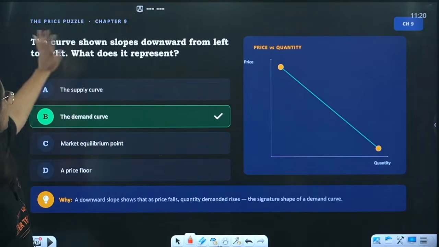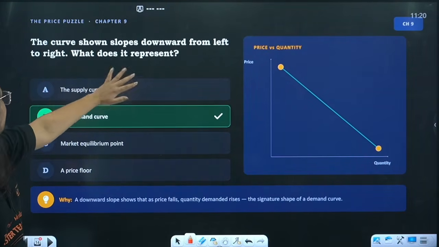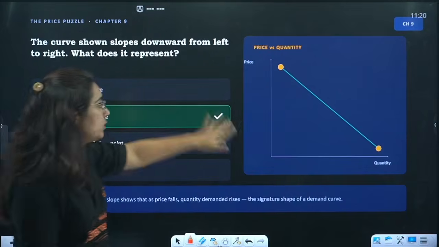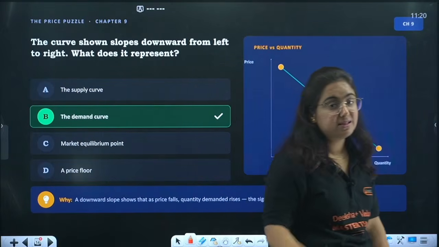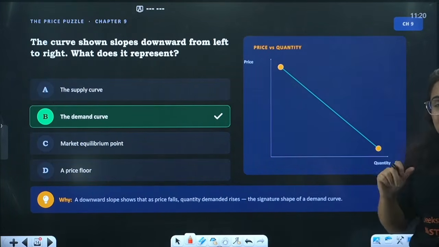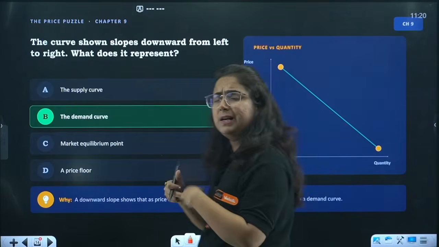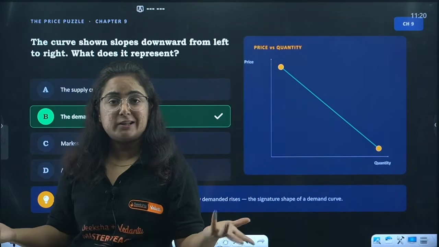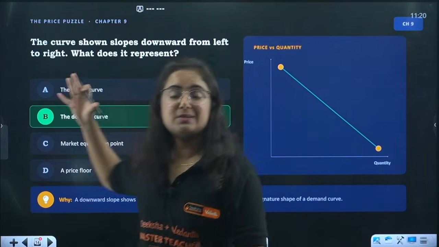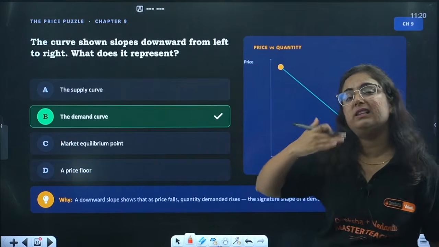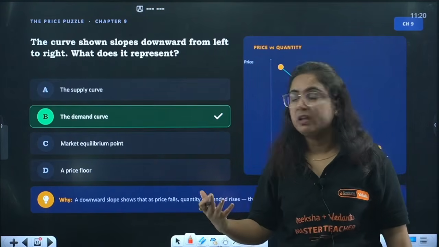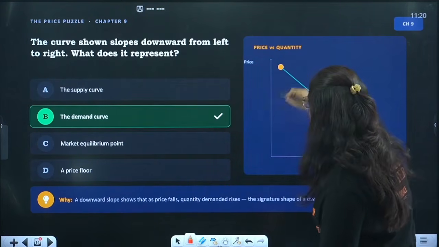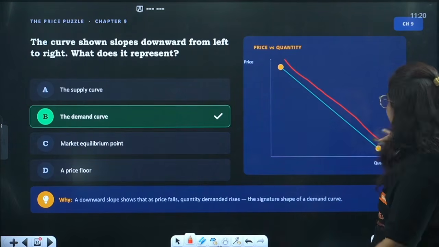The curve shows slope downwards from left to right. What does it represent? Now you might think it is just a simple curve and we will understand it, but these questions make it clear that you have to analyze those curves very nicely. Like it is written, the curve that is going down. So what does it mean?